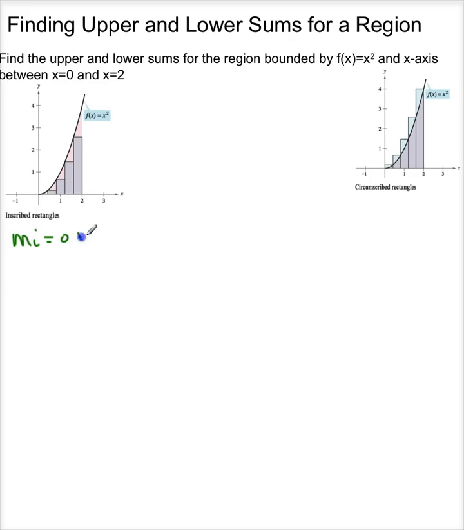It's going to be 0 plus i minus 1 times 2 over n, where I have to find delta x, and always find delta x first. Delta x is b minus a over n. So it's 2 minus 0 over n. So delta x is 2 over n. All right, so I have delta x, and that's going to be for both inscribed and circumscribed.